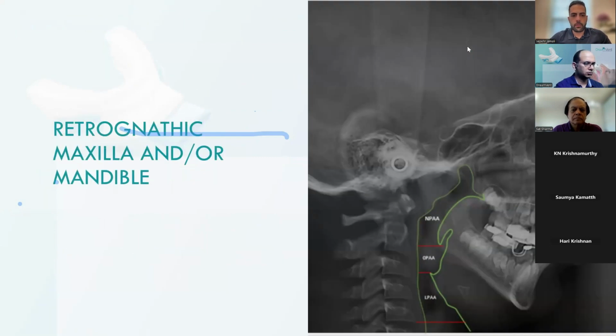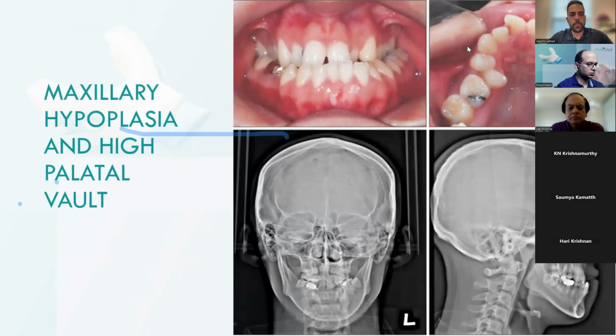So retrognathic maxilla and mandible, that's very common, and you can see it on a cephalometric as well. And sometimes before and after some form of orthotherapy or even functional appliance therapy, even for kids, you can see how the airway is getting a little bit open.